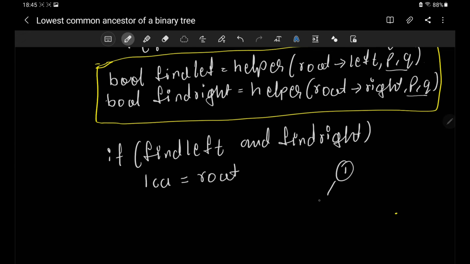For example, see 1, 2, 3, and I have to find the LCA of 2 and 3. I'm at 1, I pass this helper function to root left and it gave me true, and also from 3 I got true. So I know that 1 is that node from which I can reach both 2 and 3. So eventually 1 will be the LCA.